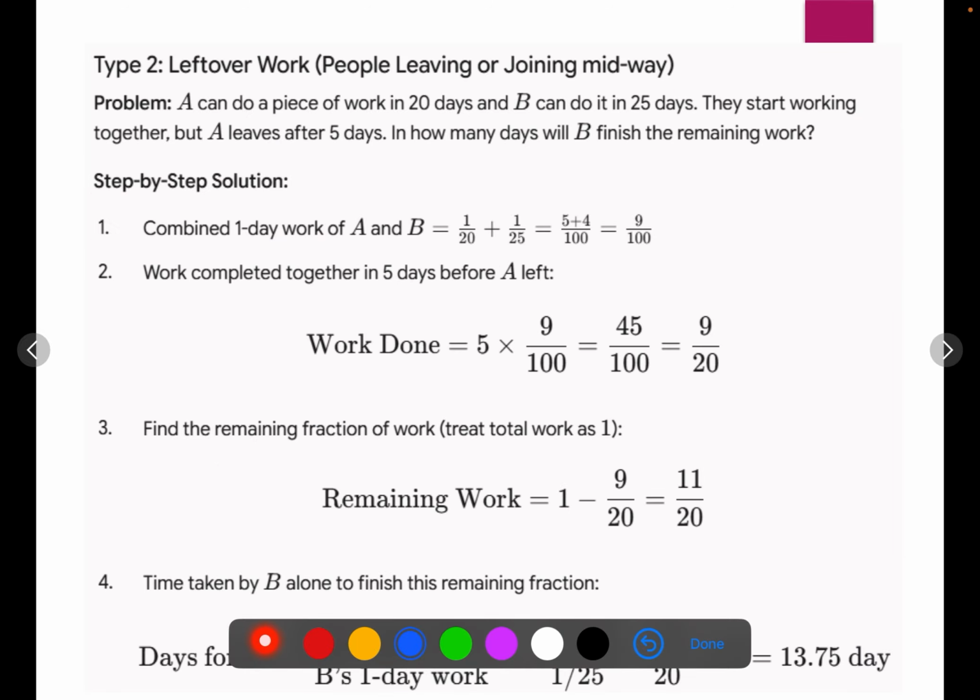Another example, it may be possible there are people working where one is joining and another is leaving. The example based on this is A can do a piece of work in 20 days, B can do in 25 days. So I can easily find out their 1 day work, 1 upon 20 and 1 upon 25. Now they started working together, but A leaves after 5 days. So let's first find out the work they have done in 1 day by adding them. In 1 day they have done 9 upon 100. So 9 upon 100 is the work they do together in 1 day.